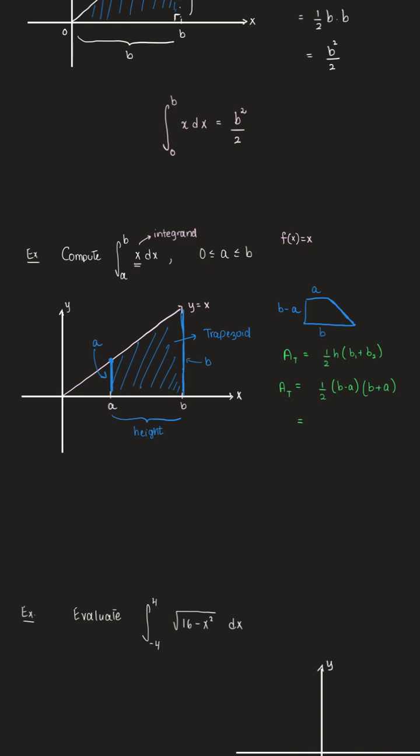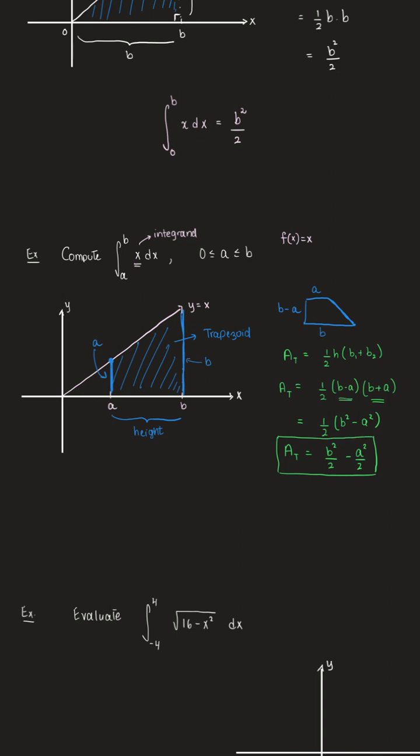Well, we can write this as, because we're multiplying a binomial times its conjugate, if I multiply out, that's just b squared minus a squared. And so we could write this as b squared over 2 minus a squared over 2, and that's the value of our integral, which is the area of the trapezoid.